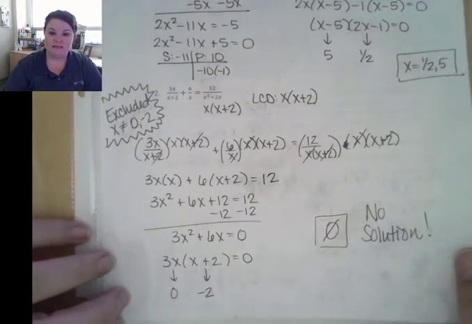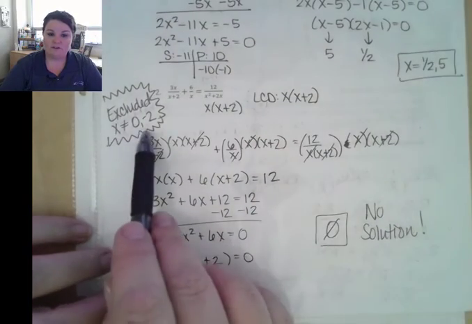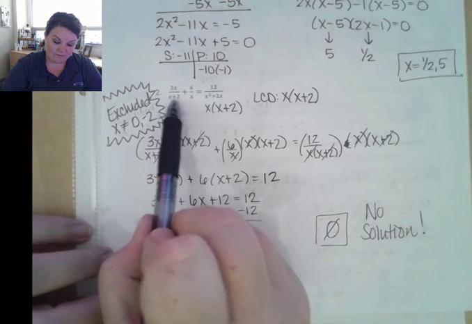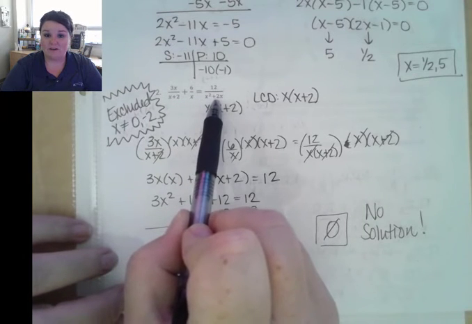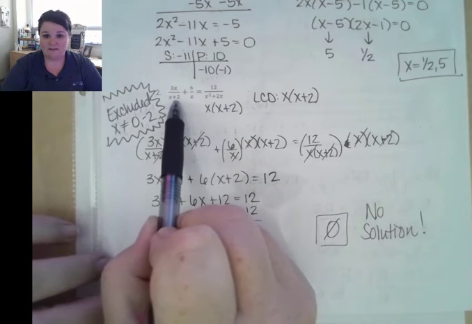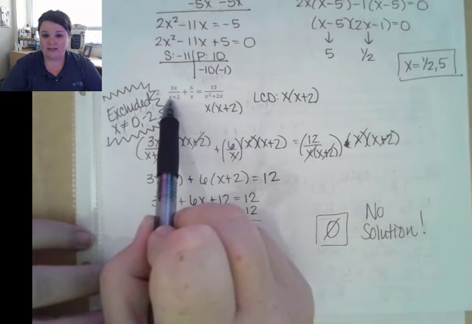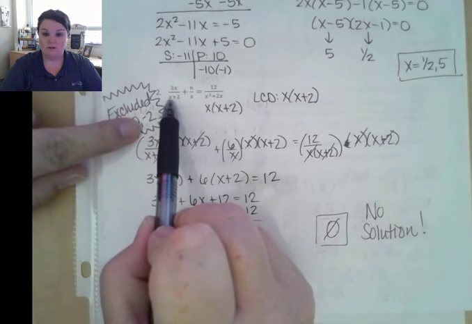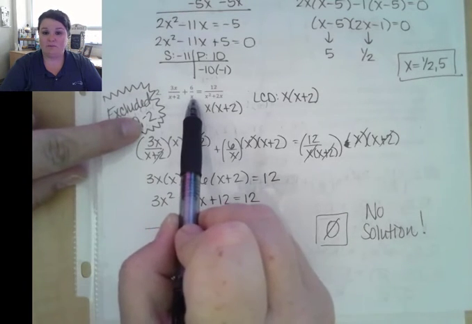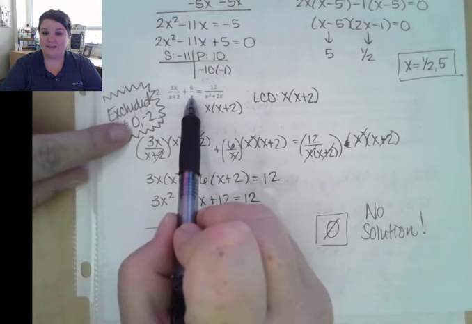Second one, same idea. In order to find our excluded values, we need to make sure every single denominator is completely factored. The first one isn't factorable, right? And we can see that x shouldn't be negative 2. The second one is not factorable, but we can easily see that x should not be 0.